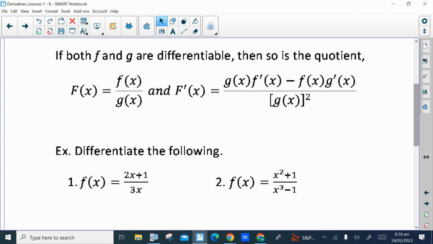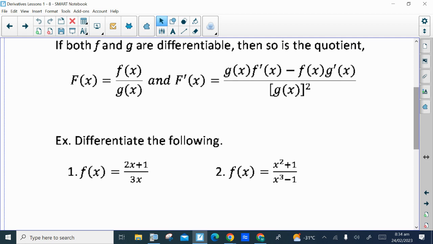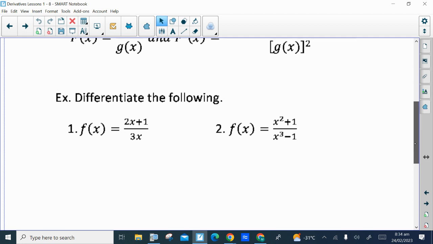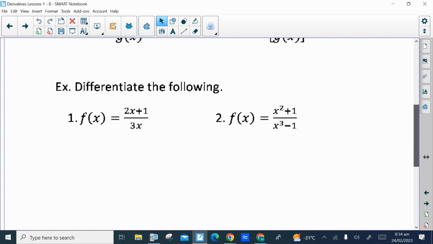We said with the product rule, it doesn't really matter which order you do it in because you're adding the product of the term and the derivative of the other term. But in this case, because you're subtracting, order absolutely matters. So it has to be the derivative of the top first times the bottom. Okay, so looking at this first one.